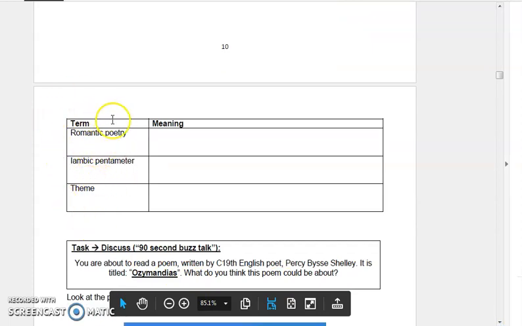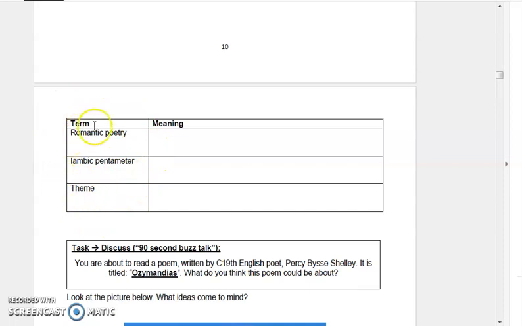There are three terms here I want to look at and study. I'd like you to write down the meaning, just like we did last week. So if you'd like to pause me now, and then afterwards I'll go through the terms and the meanings.